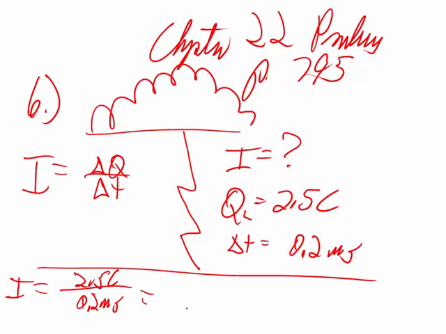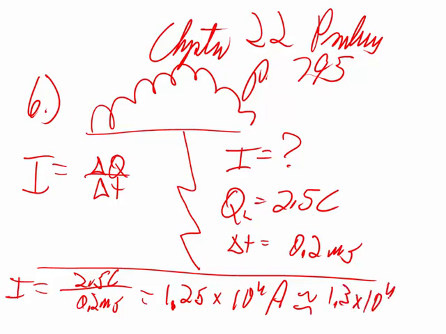So we got 2.5 divided by 0.2 times 10 to the negative third, and we get 12,500, or we'll say 1.25 times 10 to the fourth amps, because coulombs per second is an amp. Now, looking at the number of significant figures, that would actually round to 1.3, or you could say 1.3 times 10 to the fourth amps.